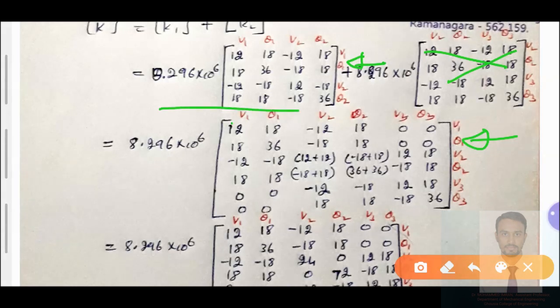Here we have theta 1 with respect to V1, which is 18. Then theta 1, second row second column, is plus 36. Theta 1 with respect to V2, second row third column, is minus 18. The second row fourth column value is 18; copy it here, that is the theta 1 theta 2 value. Similarly, the theta 1 V3 value we don't have here, so 0. For theta 1 theta 3 there are no values: second row sixth column and second row fifth column, 0 and 0.